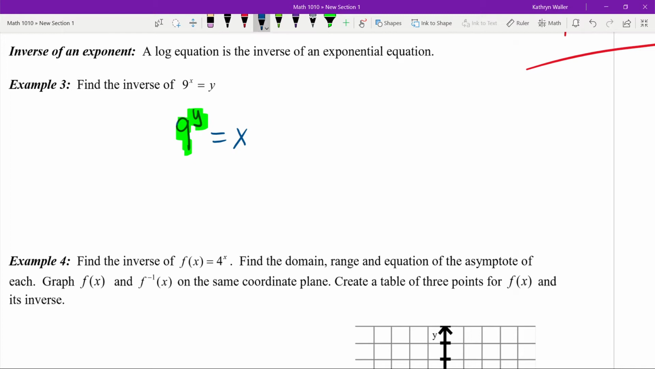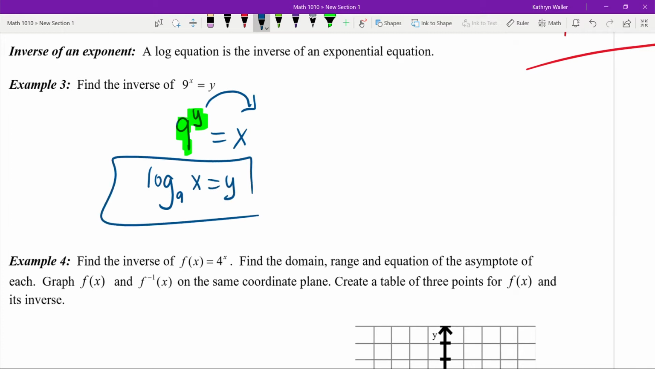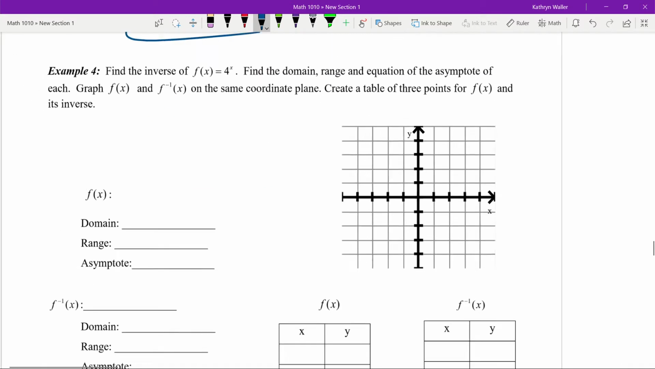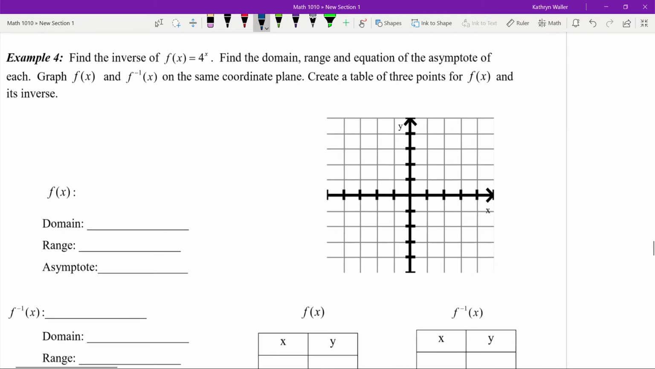So now I convert it. Everybody write log base. Log base what? All 25 of you. What's my little number that goes there? 9. Of the other side. Remember, log base 9 of the other side, which is an x, is equal to y. There's your answer. Done. Just convert it. Okay, question 4. Find the inverse. Find the domain, find the range, write the equation of the asymptotes, and so on.